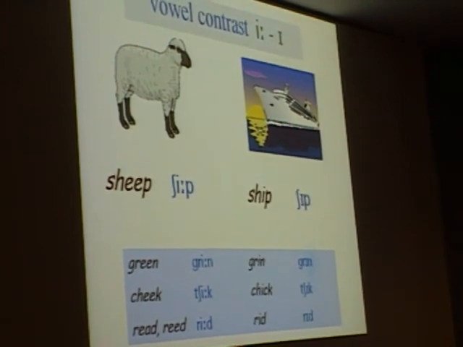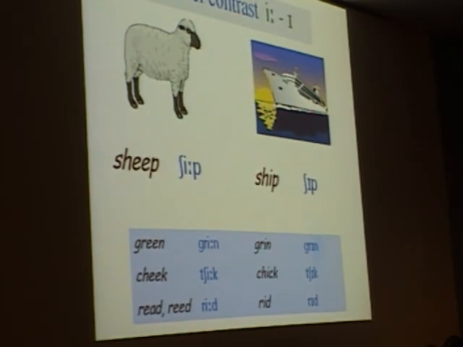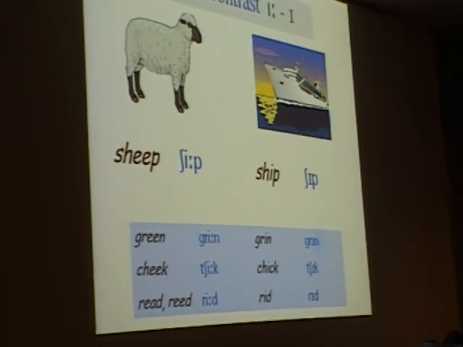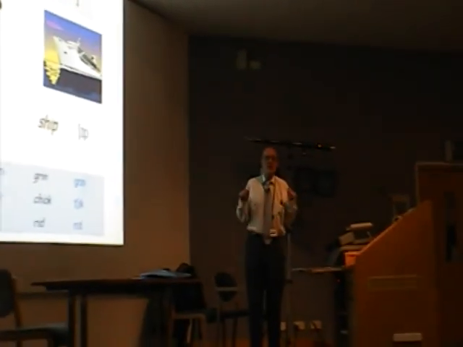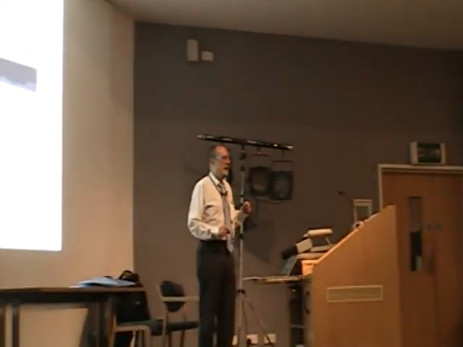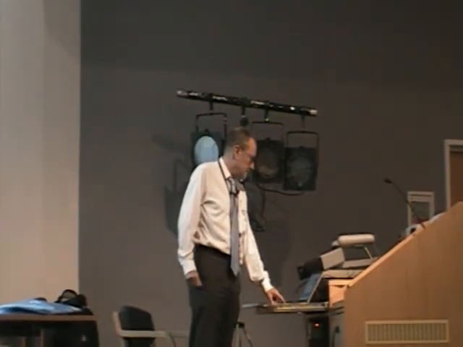There are some more minimal pairs. Green, grin, cheek, chick, read, rid. One thing I would recommend is that when you use these in class, be careful to use the same intonation for each of the two members of the pair. So don't say sheep and ship, which is the usual listing intonation of a rise and a fall. Treat each one as a completion, a complete thing on its own. So sheep and then ship. Each one has a fall and a fall.